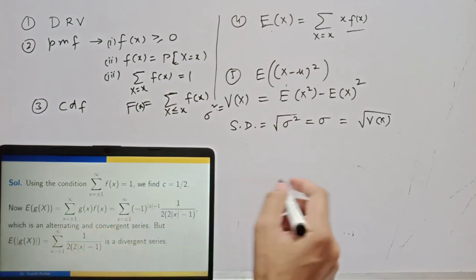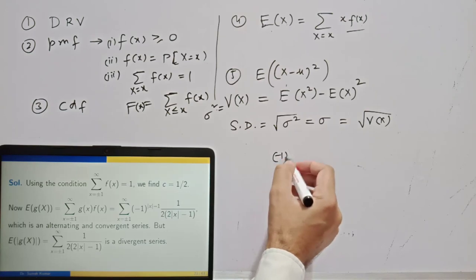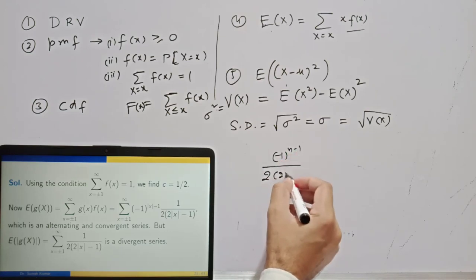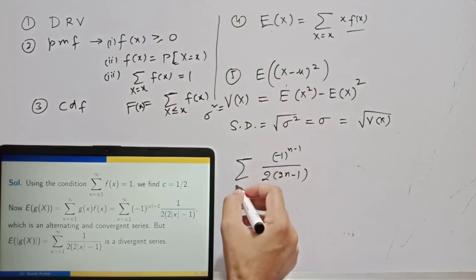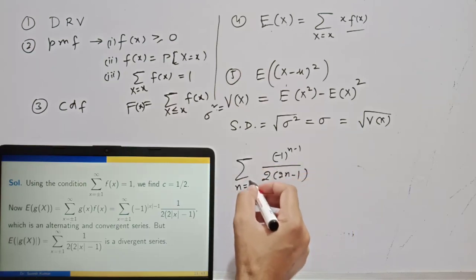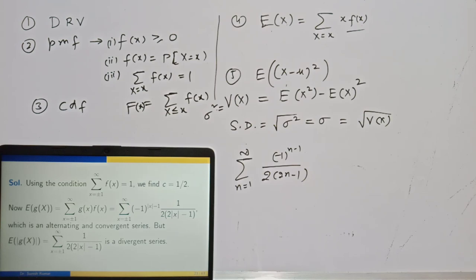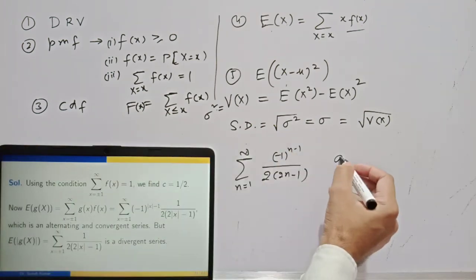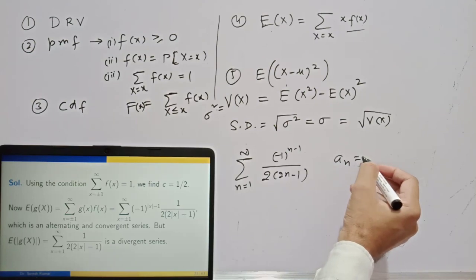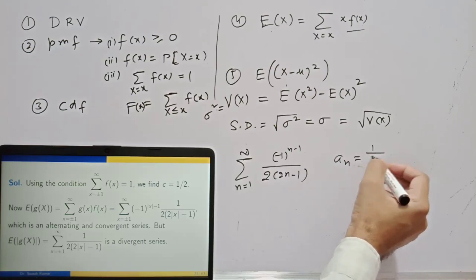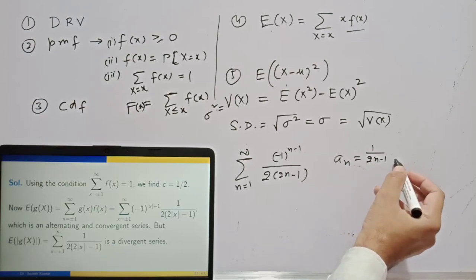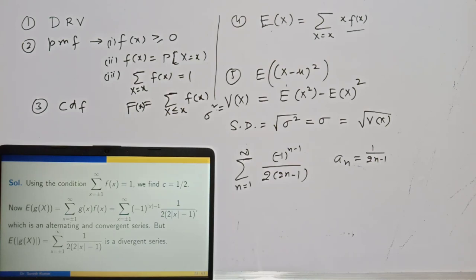See, this is an infinite series. In fact, it is an alternating series of the type summation of minus 1 power n minus 1 a_n, where a_n is 1 over 2 into 2n minus 1. Recall from your previous course of Mathematics 1. This is decreasing, going to 0. So by the Leibniz test, this series is convergent. But once you take the modulus of it, you are left with this series, and this series is divergent.